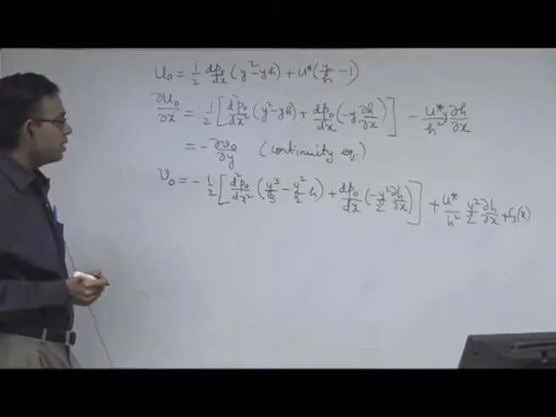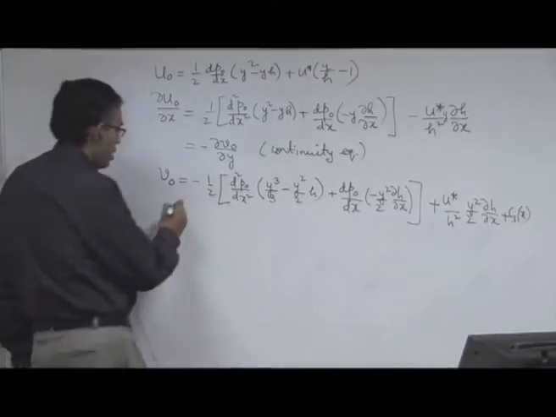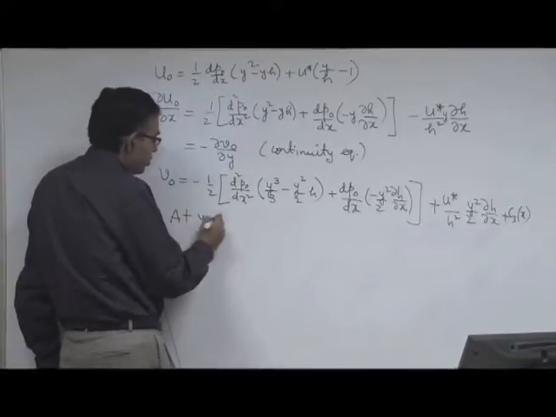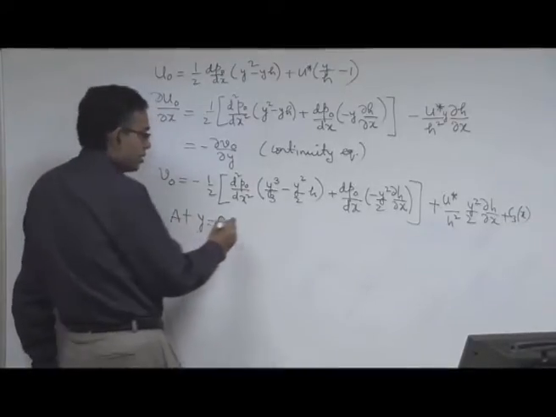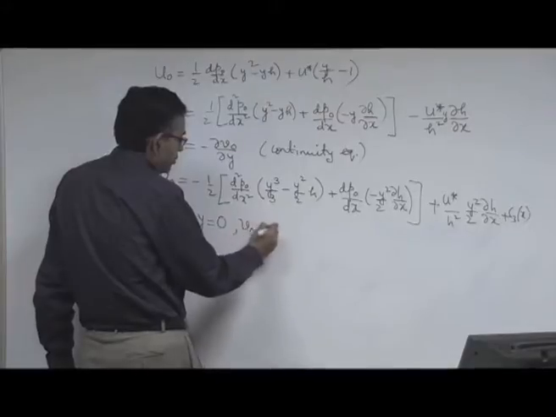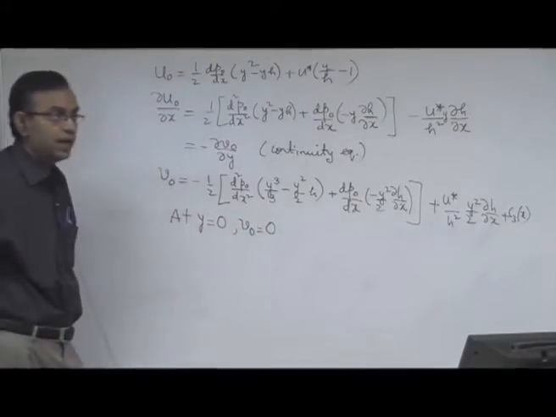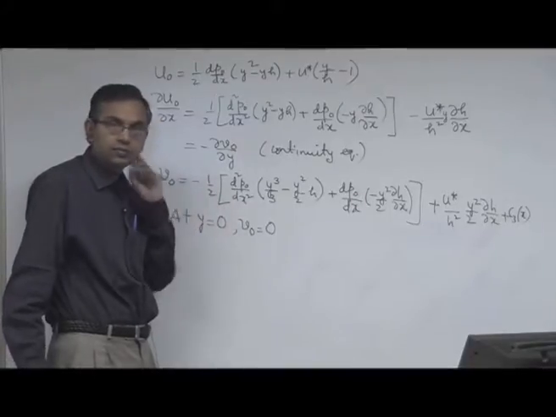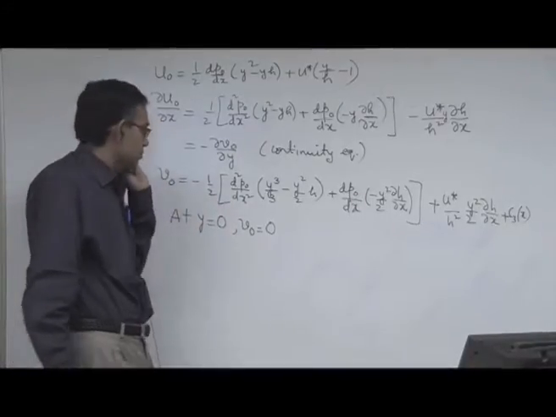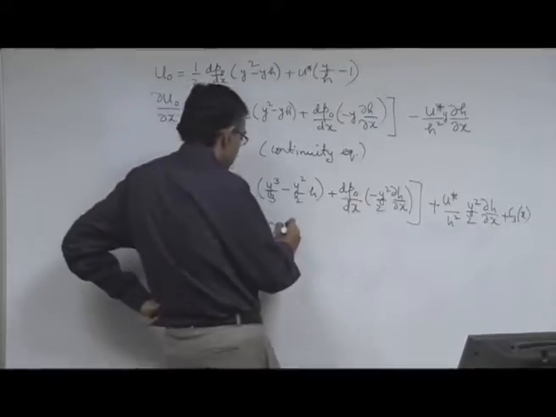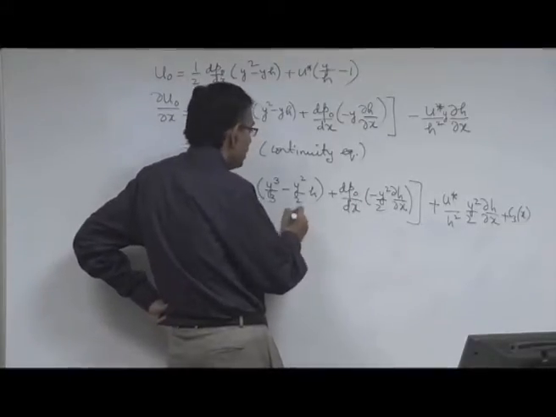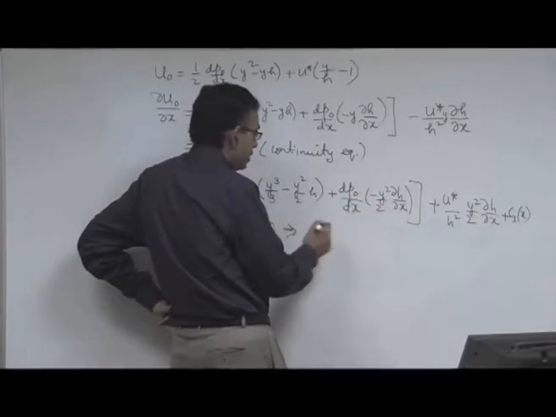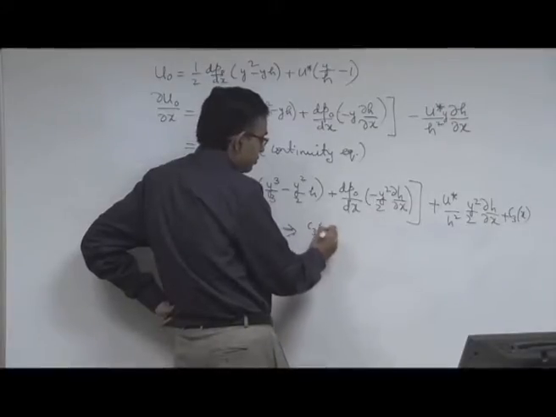What is the boundary condition? At y is equal to 0, V0 is equal to 0, right. This is the no penetration boundary condition. So, that means all the terms have y coefficient, that means C3(x) is equal to 0.